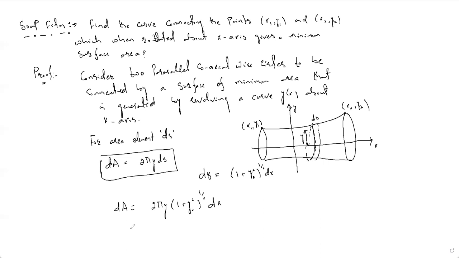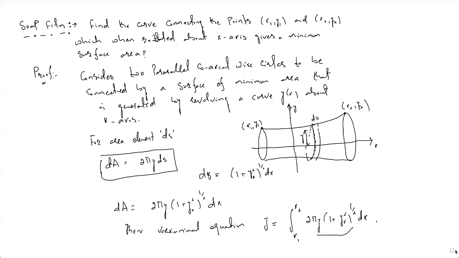Now the variational equation corresponding to this, we will have this variational functional J, it will be the integral from x1 to x2 of 2 pi y (1 plus y_x squared) raised to power 1/2 dx. Now this 2 pi is constant, so I will just neglect this 2 pi and consider my functional to be y into (1 plus y_x squared) raised to power 1/2 into dx. So this is my functional.